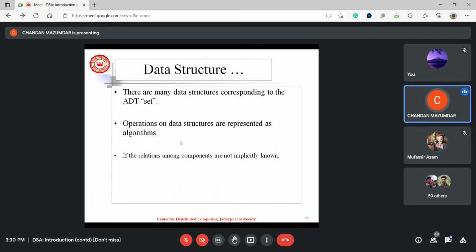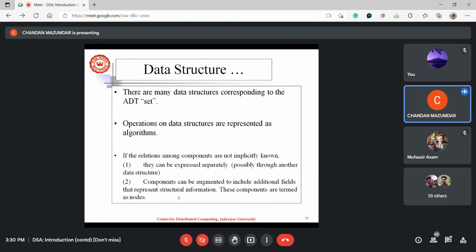And then the relations: if the relations among the components are not implicitly known, then they can be expressed separately, in another data structure, where you represent the different relationships among the components. Or the components can be augmented to include additional fields that represent structural information, and these components are called nodes.